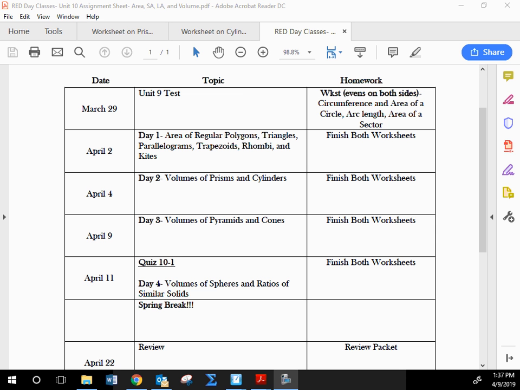Okay, so today we're going to be adding in volume, lateral area, surface area of pyramids and cones. Again, they're very similar to those ones there. Okay. So then next class, we'll have our quiz and we'll finish up our material for this unit. It is a short unit. So just the one quiz.